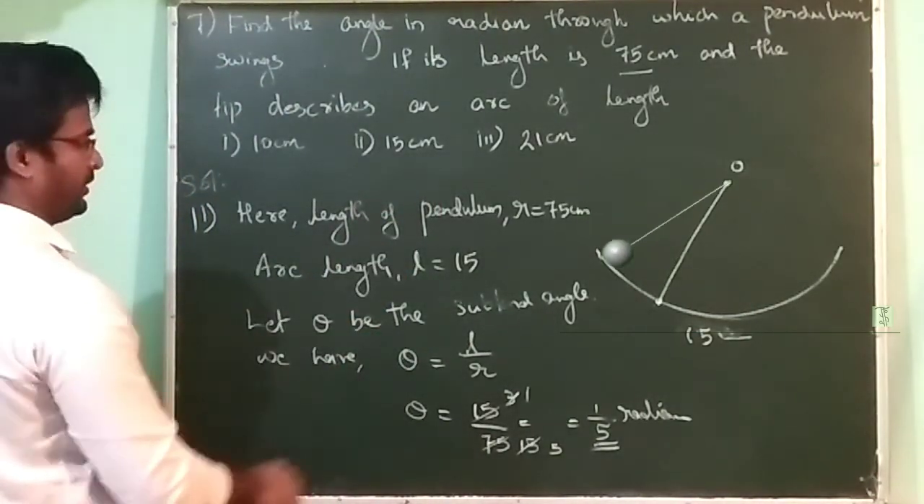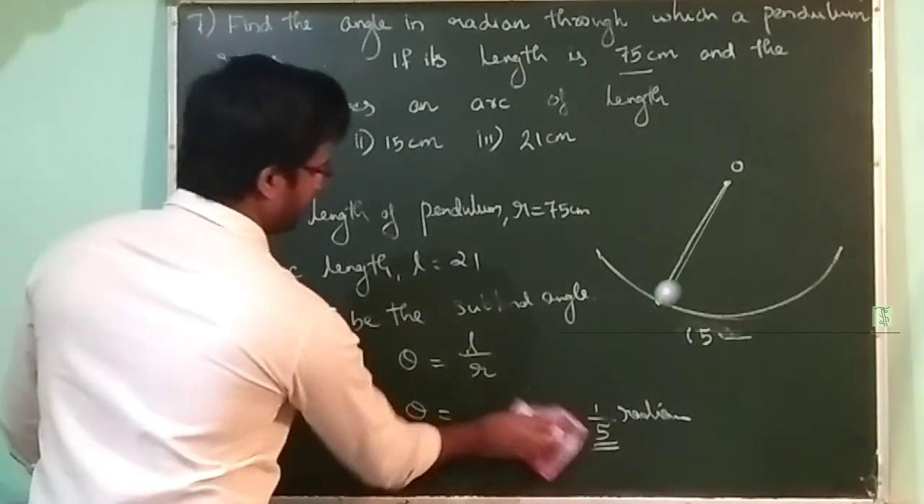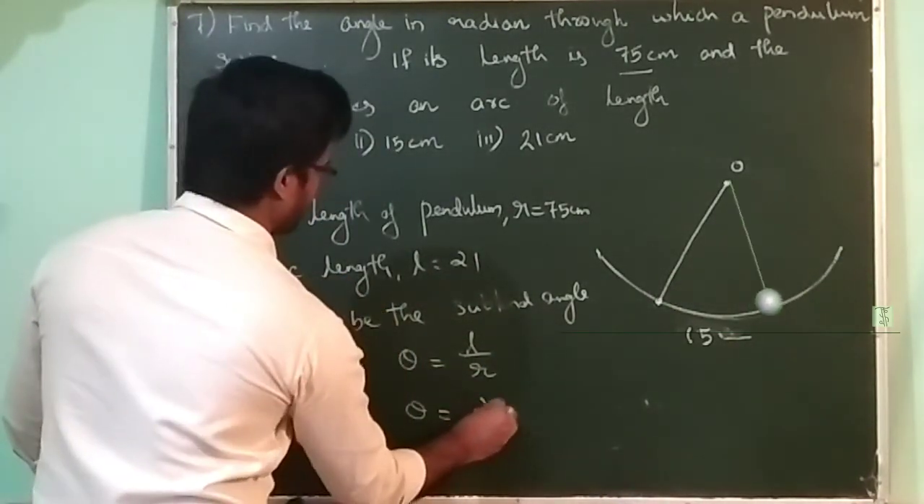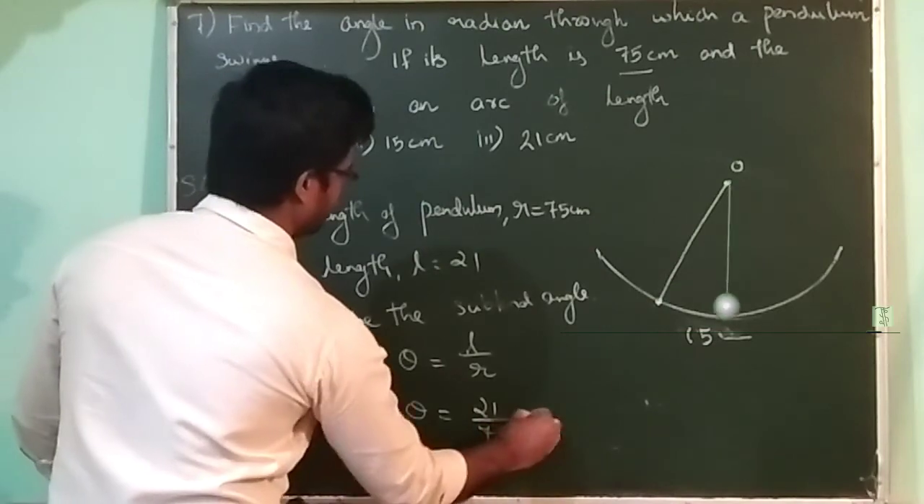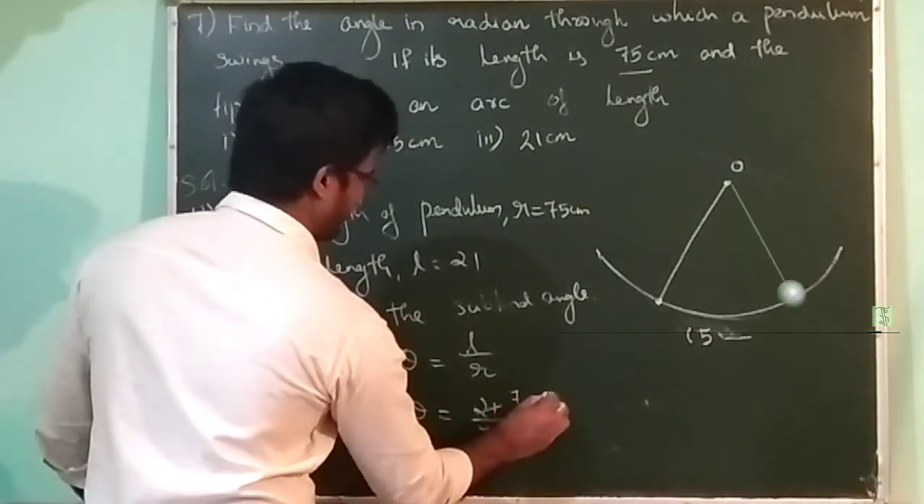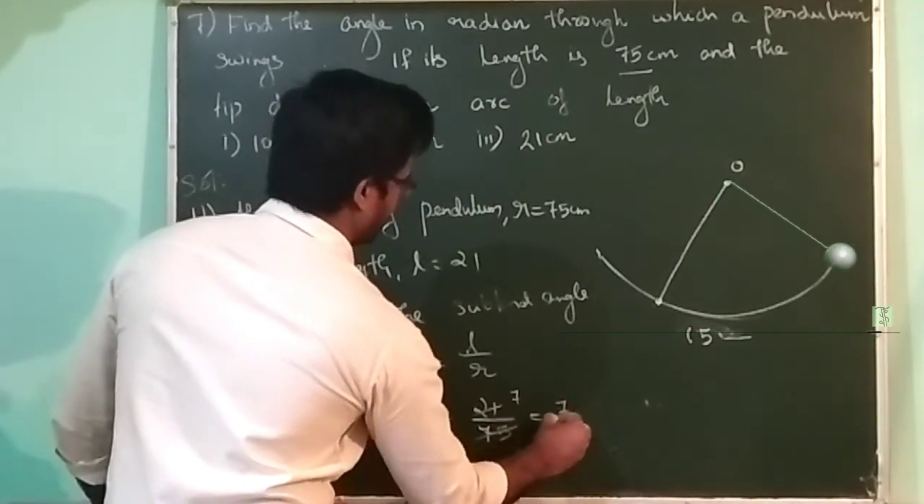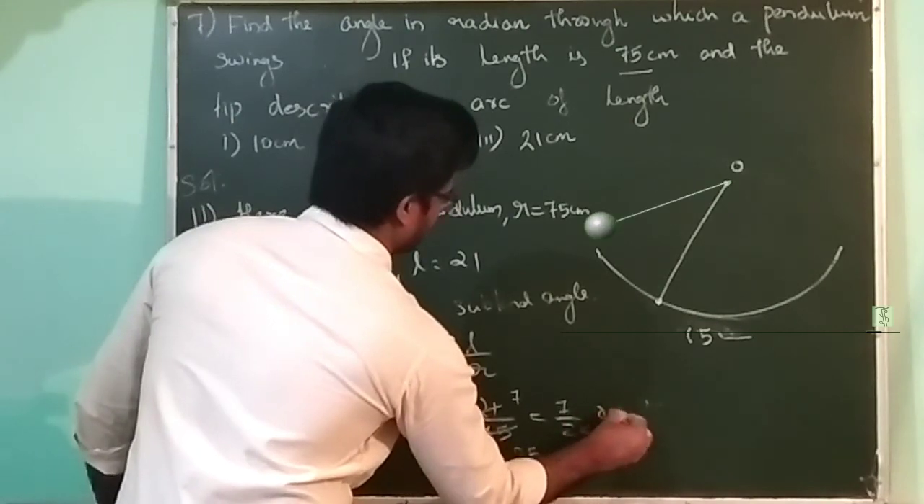Then 21. Given here 21. L means 21. I think you can do this, isn't it? Then 21 divided by 75. Correct? Which number can we use? 3 we can use: 7, 25. The answer is 7 by 25 radian.